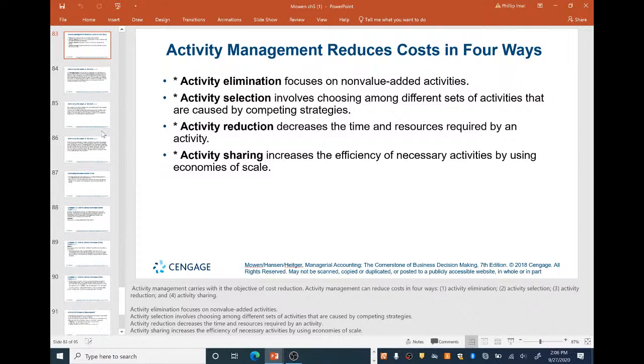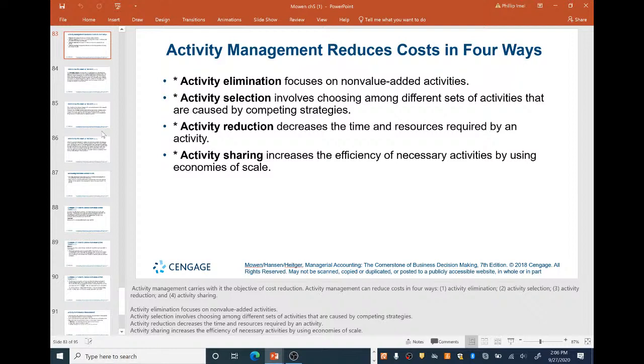Okay, next, activity management, reducing costs in 4 major ways. The activity elimination is going to focus on non-value added activities. So maybe we can eliminate a step in one of these processes down the assembly line by reducing having to go from one end of the room to the other every time that the process is performed. So stuff like that, activity elimination.